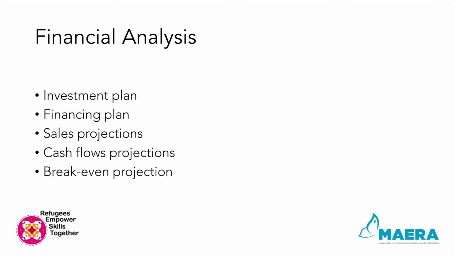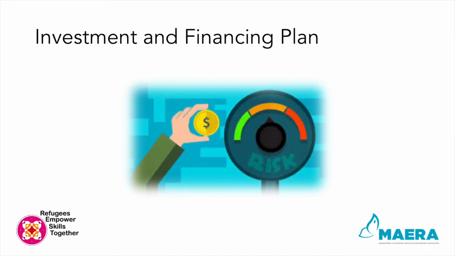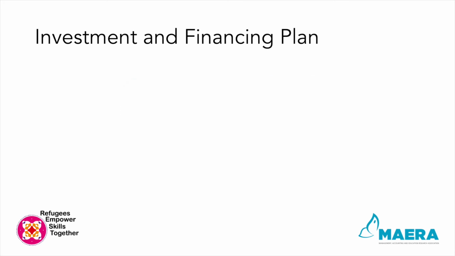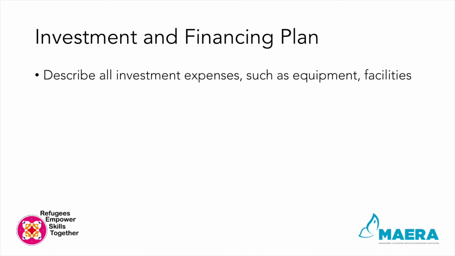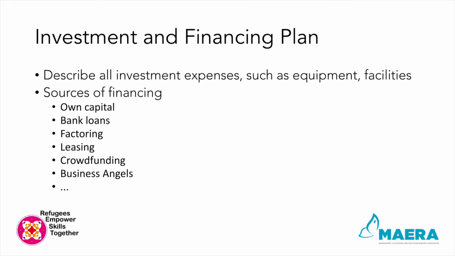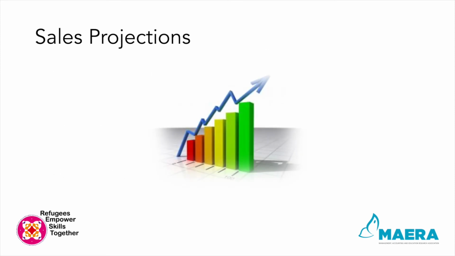Let's talk about the investment and financing plan. For the investment, we need to detail all the investment expenses, for example, machinery, computers, buildings, etc. For the financing plan, we need to identify all the sources of financing, namely own capital, bank loans, factoring, leasing, crowdfunding, business angels, etc.